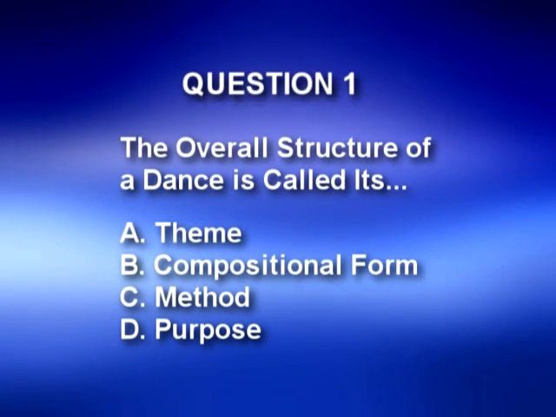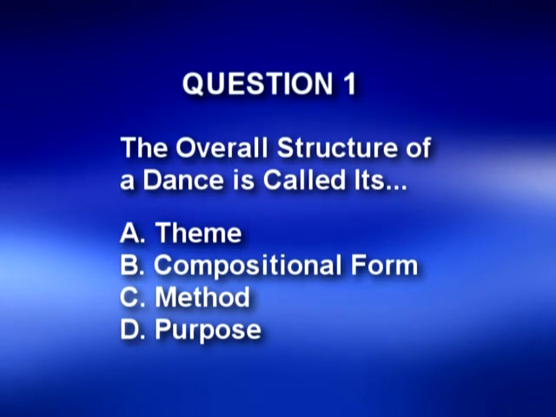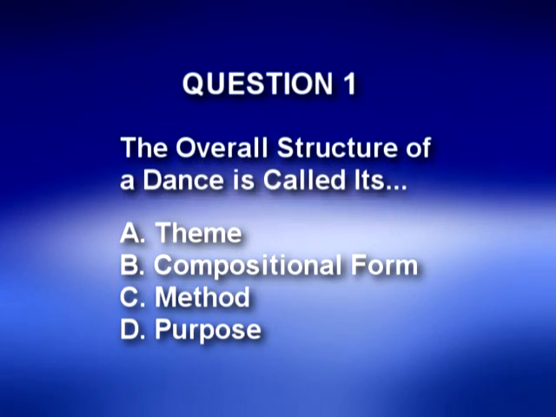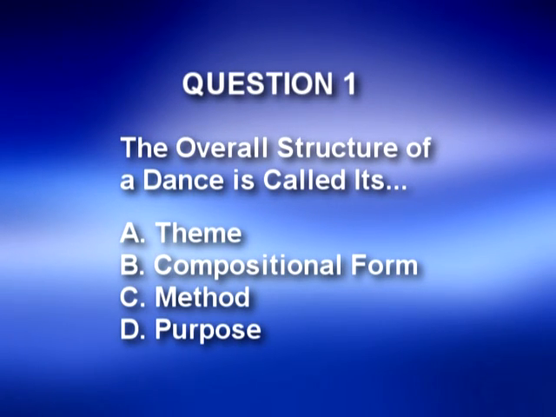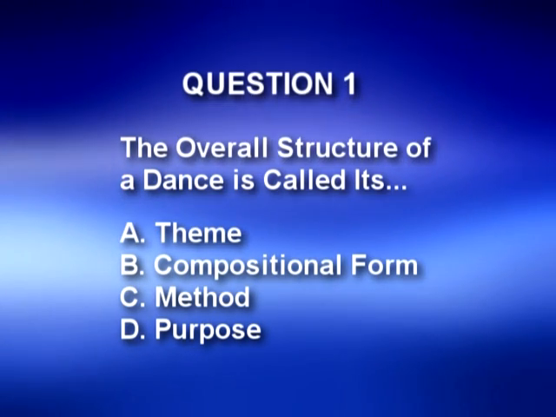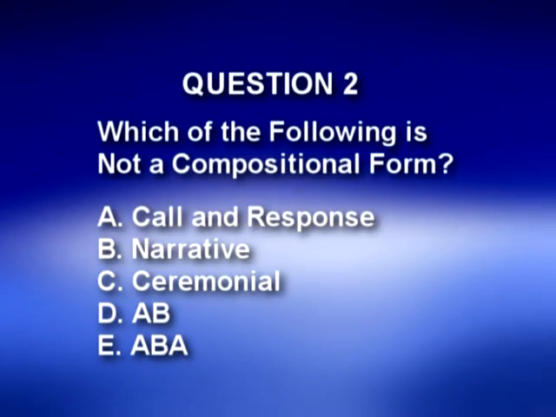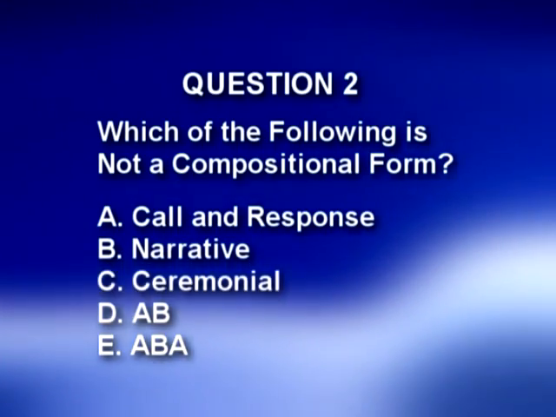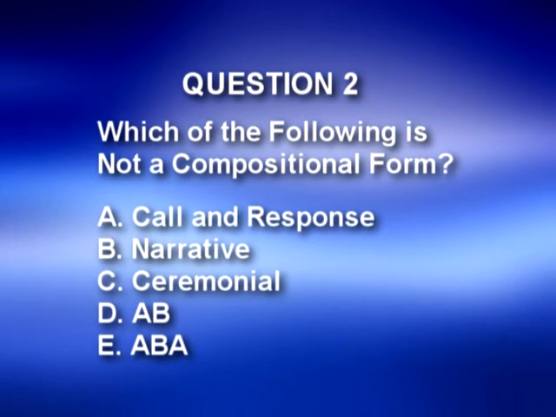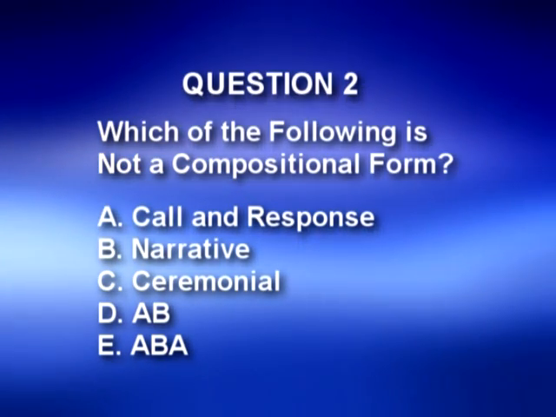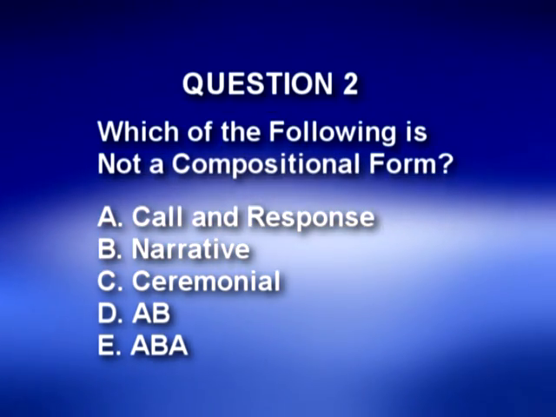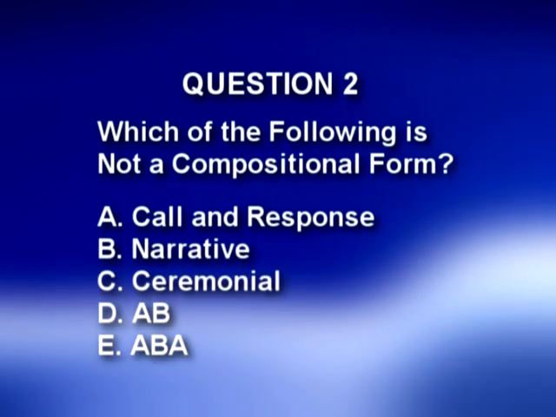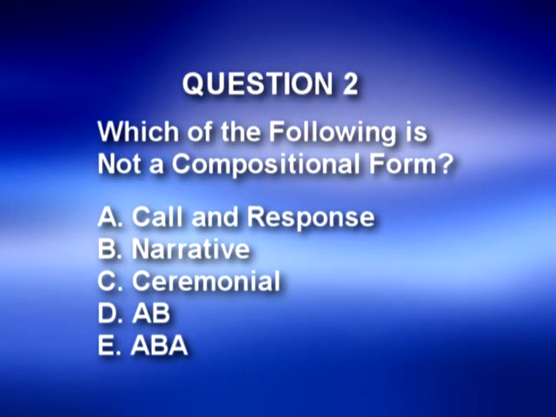Question 1. The overall structure of a dance is called its A. Theme, B. Compositional form, C. Method, D. Purpose. Question 2. Which of the following is not a compositional form? A. Call and response, B. Narrative, C. Ceremonial, D. AB, E. ABA.